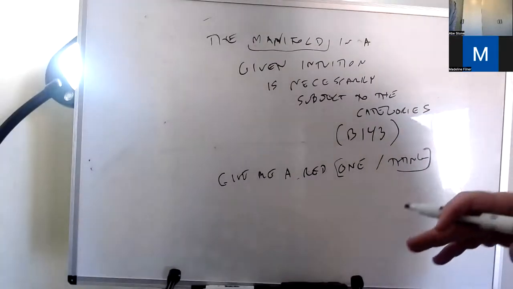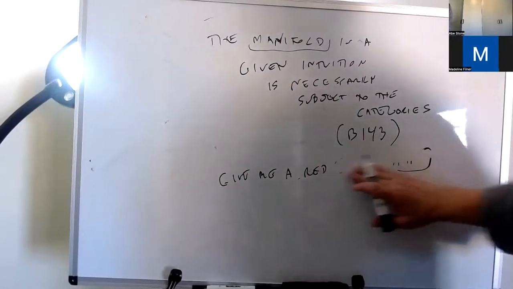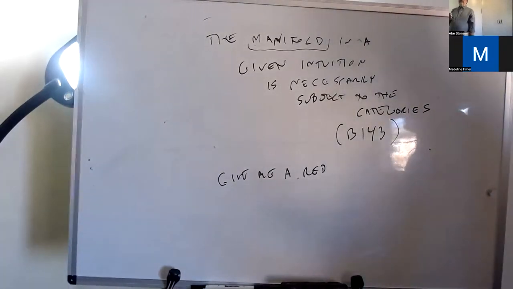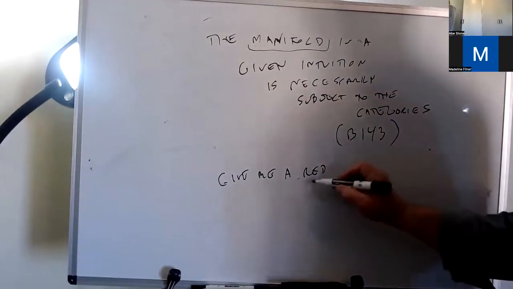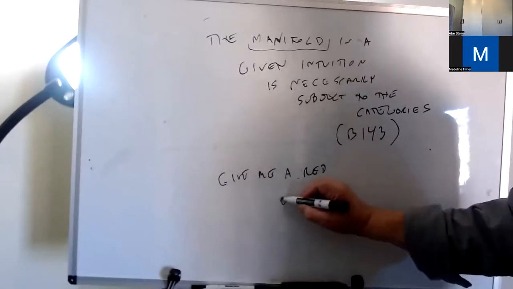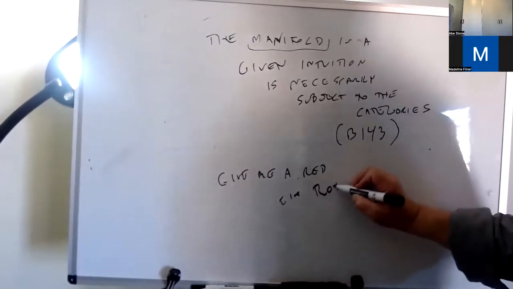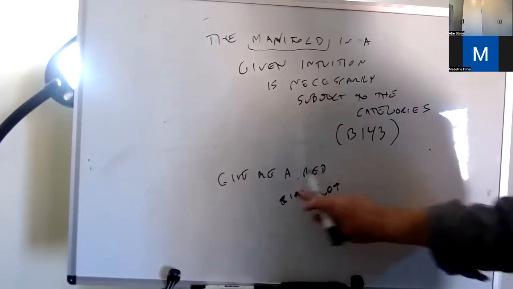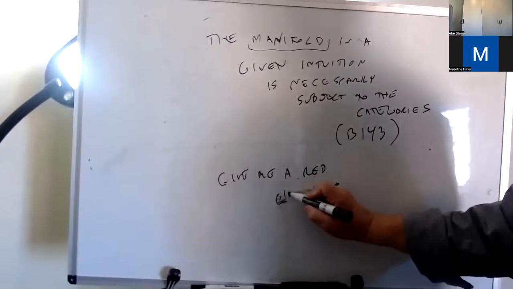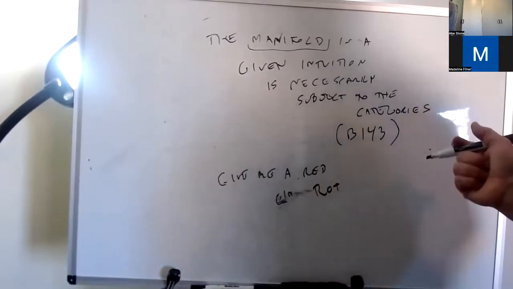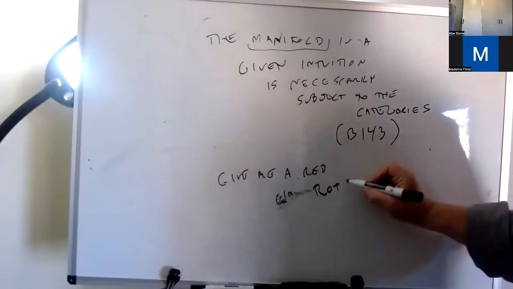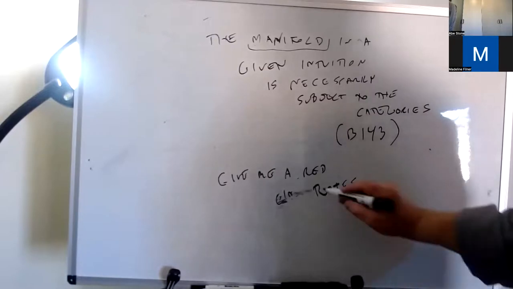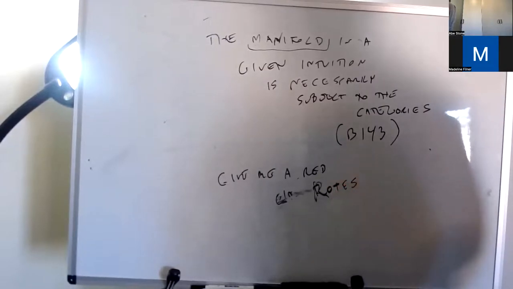In German, you can leave this out and basically say, give me a red. And you add the ending that the adjective would have if there were a noun following it, in this case, if there were a neuter noun following it. And then you capitalize it because you're using it as a noun rather than an adjective.